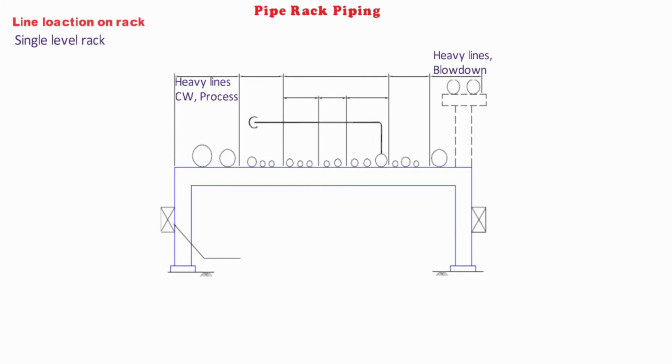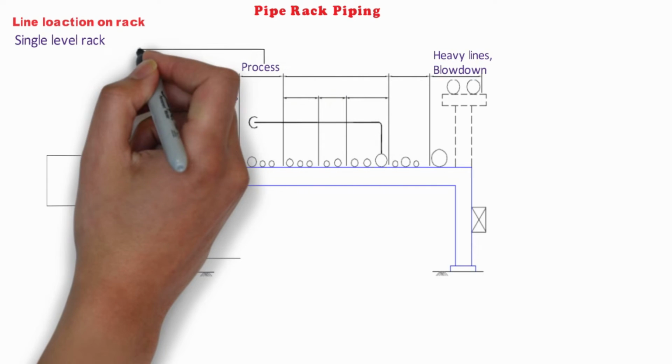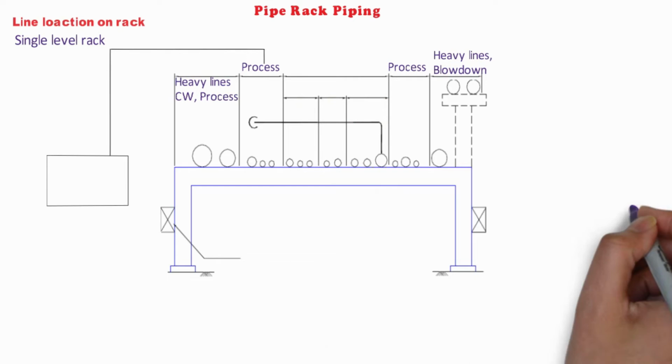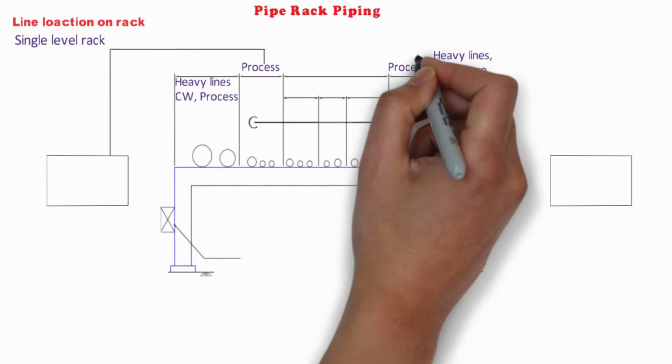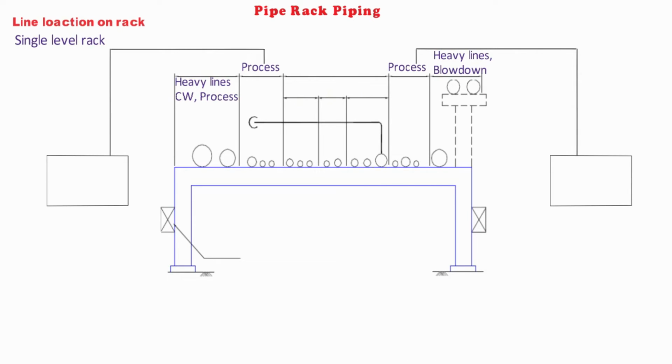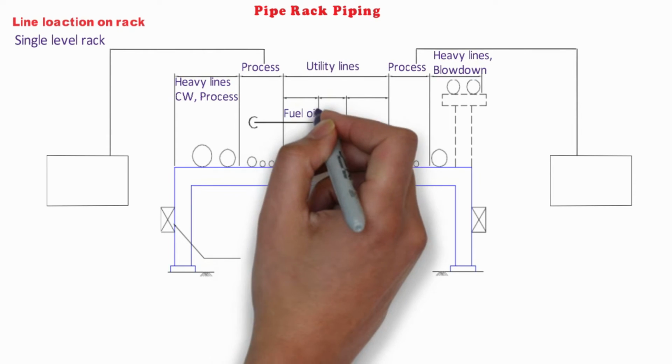Next to these lines are placed all process line and relief lines. Those process line which interconnect equipment on the same side of the rack should be near the edge of the rack bank. Lines which interconnect equipment located on both sides of the rack should be closer to the utility lines and can be placed either side of the rack. Utility lines are in the center portion of the rack.